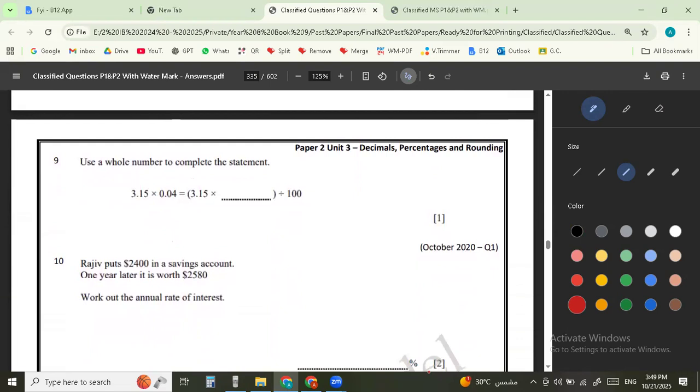Here, 3.15 multiplied by 0.04 is the same as 3.15 times what, divided by 100? Mister, it is exactly the same as if you're multiplying 3.15 by 4, and the answer is divided by 100. That's exactly the same. Because 4 divided by 100 leads you to 0.04.